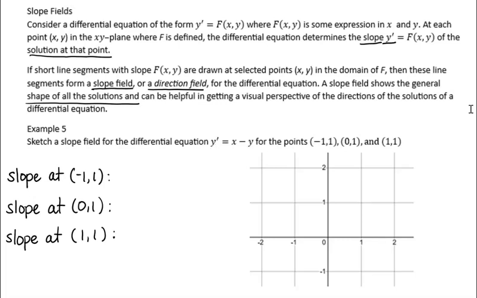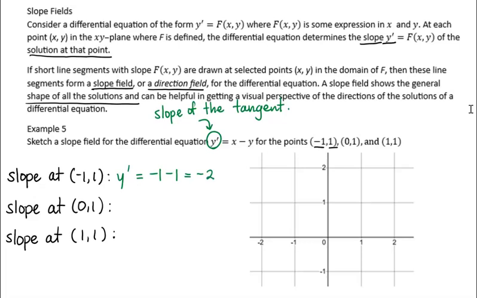So finding the slope at the point -1, 1, this is our x value and our y value. I'm going to plug them into the differential equation because remember, y prime, which is the derivative, is the slope of the tangent line. So it gives us the slope of the solution at a particular point. So when x is -1 and y is 1, y prime is equal to, I'm substituting in -1 for x and 1 for y, and I get out -2.